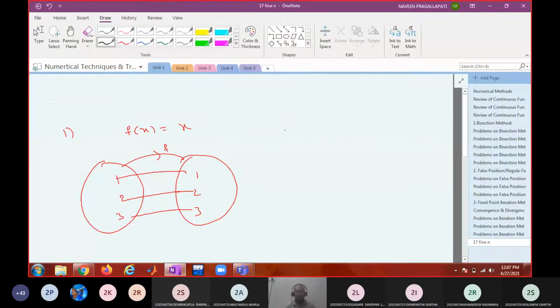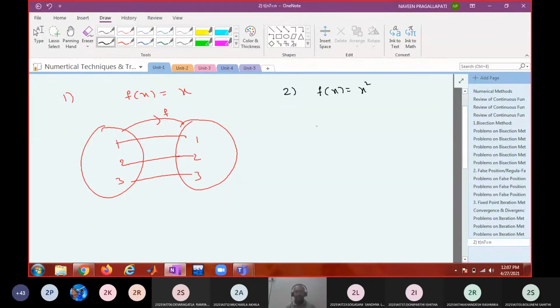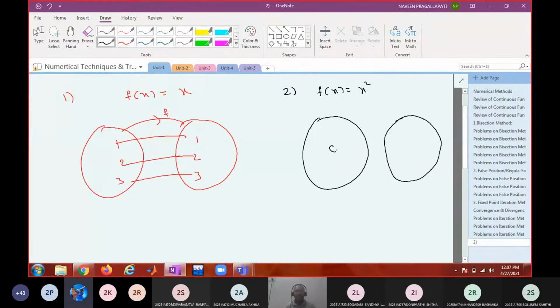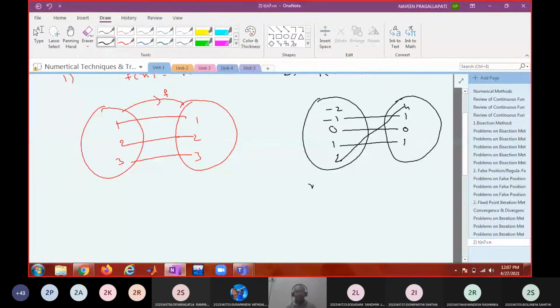Yes, sir. Let us take another example. Let us take f of x equal to x square. What are the fixed points for this? 0 is mapped to 0, 1 maps to 1. Minus 1 maps to 1, minus 2 maps to 4, 2 also maps to 4, and so on. So for this function, how many fixed points are there? x equal to 0 and 1 are the fixed points. Only 2 fixed points.